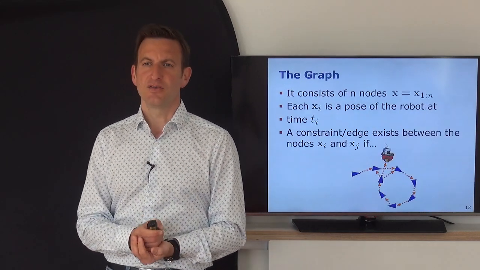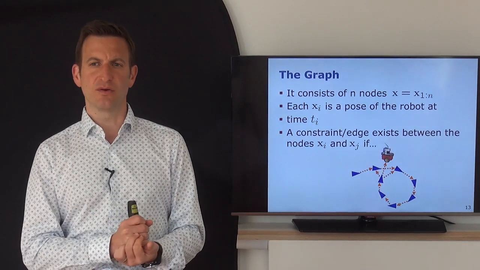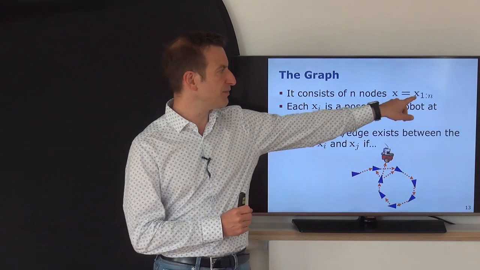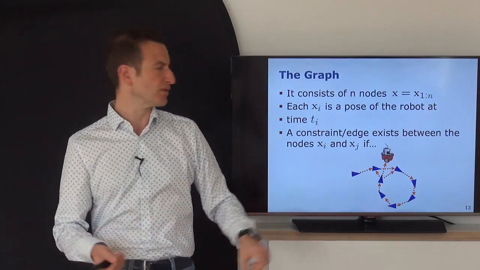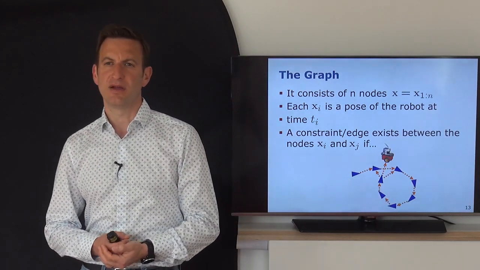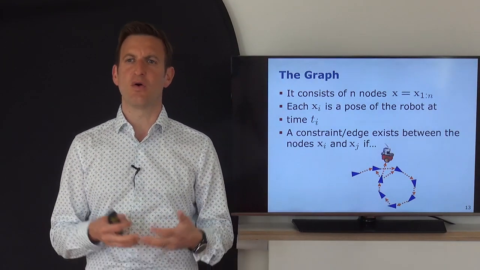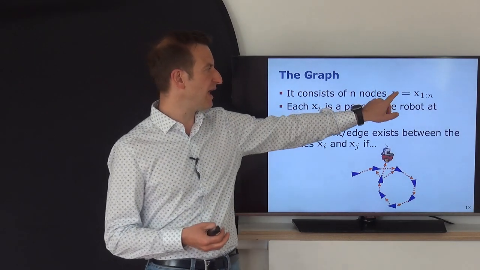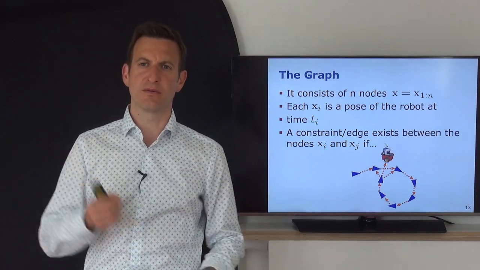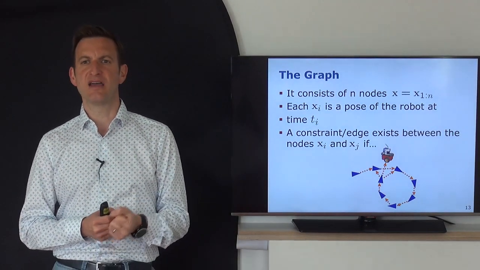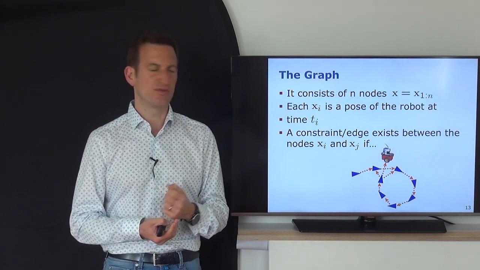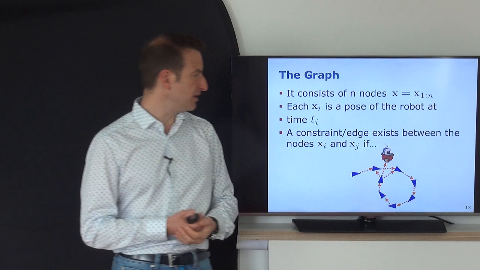Okay? So the graph consists of nodes. So the individual triangles here, these blue triangles, every one of those triangles represents one node, x1, x2, x3, x4, x5, and so on. And so the overall graph represents all n nodes, represents x, and this is simply all nodes put together or stacked on top of each other. So each xi is a pose of the robot at time ti, at a certain timestamp. So we assume to have unique timestamps here.